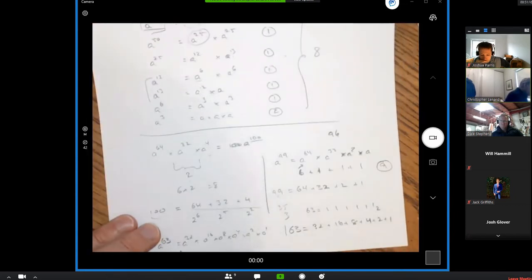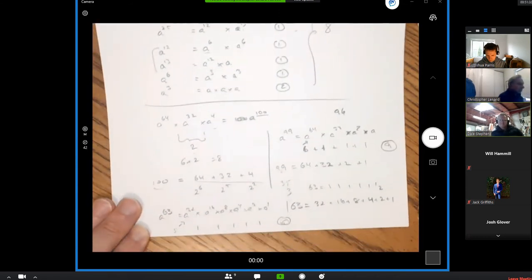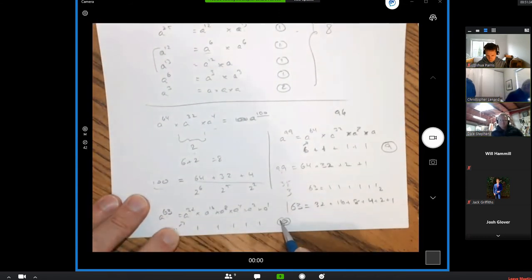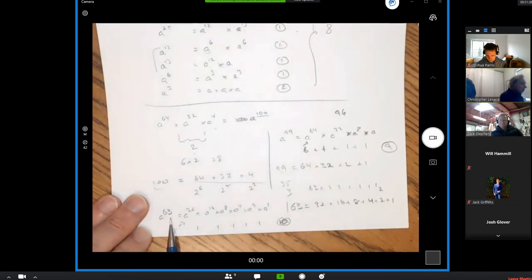So I needed 5 for that one. And I've got those for free, but I also need a multiplier there, there, there, there, and there. So I actually need 5, 6, 7, 8, 9, 8, 9, 10. I actually need 10 to do a to the 63. That's really odd, isn't it? I mean, really bizarre, that I need more work to calculate a smaller power.